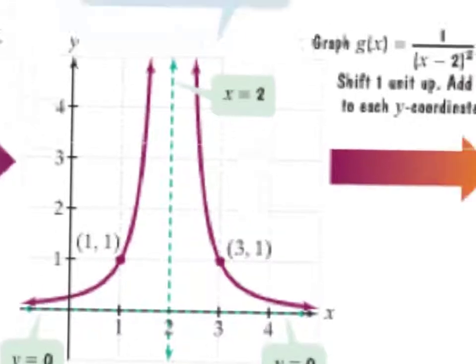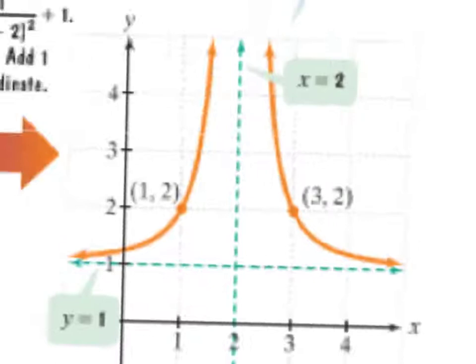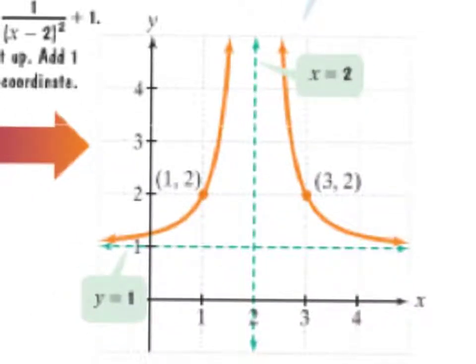Alright, now let's take a look at this one. Not only are we moving this to the right 2, but what does this plus 1 up here do outside of my grouping symbols? It moves it up 1. So now we're affecting the horizontal and the vertical asymptote. Okay, so my horizontal asymptote moved up 1, right? And my vertical asymptote moved to the right 2. And these points, remember we started here at negative 1, 1, to the right 2, up 1. And then we started here, to the right 2, up 1. And that's where these main points are coming from.